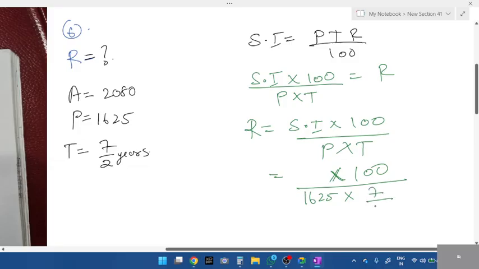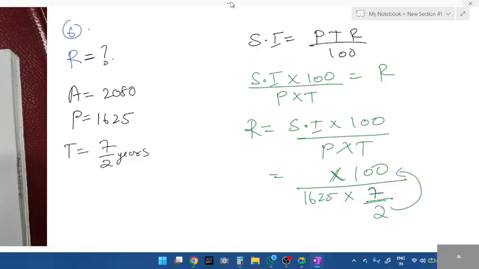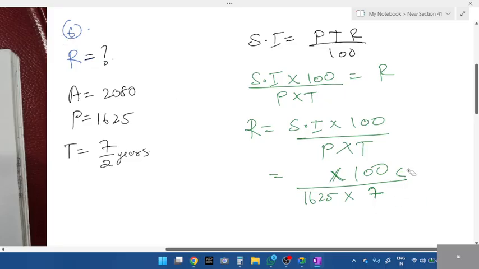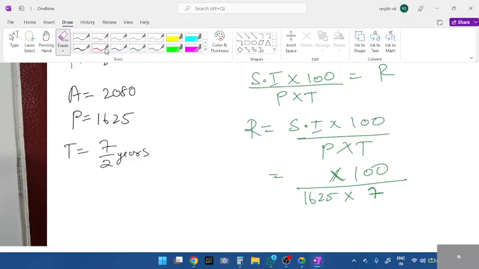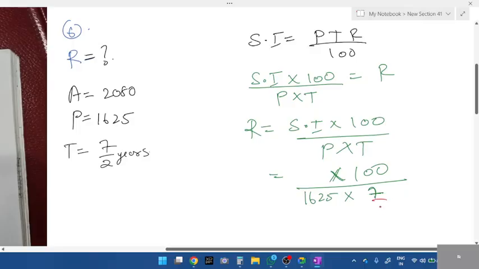What did I tell you all? When the denominator has 2 here, where will this denominator 2 go? If it has a 2 in the denominator, shift this 2 to the numerator. All of you know this, right? So 2 gets multiplied.